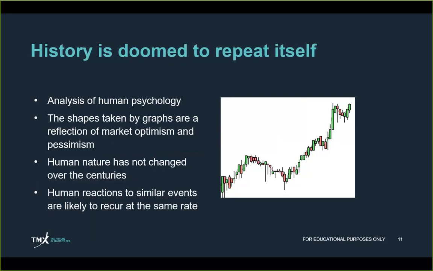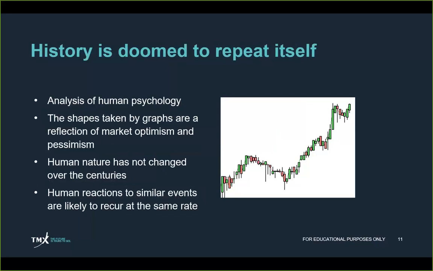The shapes taken by the graphs are basically a reflection of the market's optimism or pessimism, right? So in other words, if you've got prices making higher highs and higher lows, you've got the makings of an uptrend. If you've got prices making lower highs and lower lows, you've got the makings of a downtrend. And then subsequently, how the next price bar or candle reacts against that trend helps determine whether it's likely to be a continuation or the end of a particular trend.